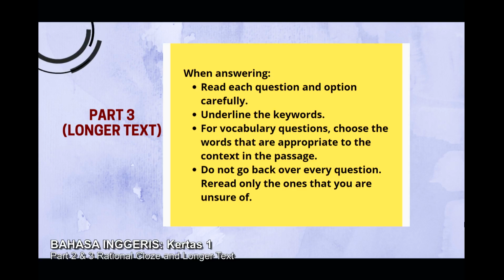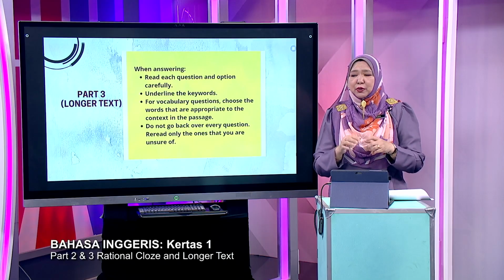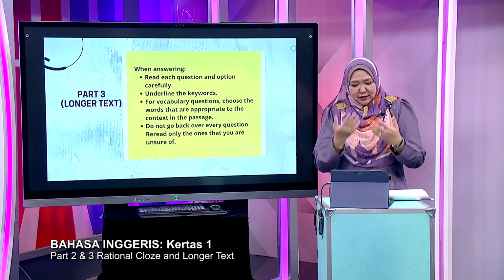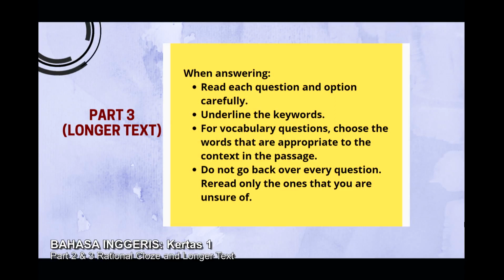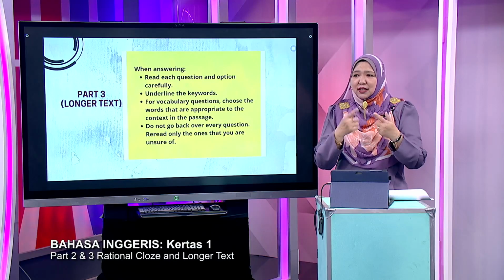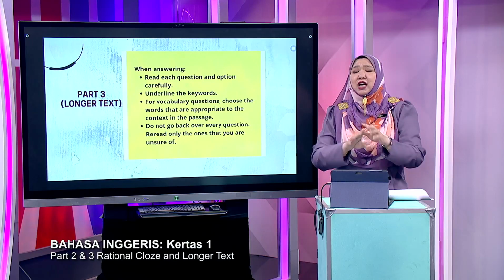For vocabulary questions, choose the words that are appropriate to the context in the passage. Sometimes there are vocabulary questions, sometimes we don't have vocabulary questions. Next, do not go back over every question. Reread only the ones that you are unsure of. Like the elimination process, if you are unsure, then you go back to that question only, not all.